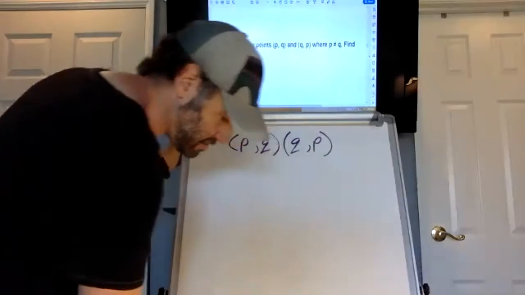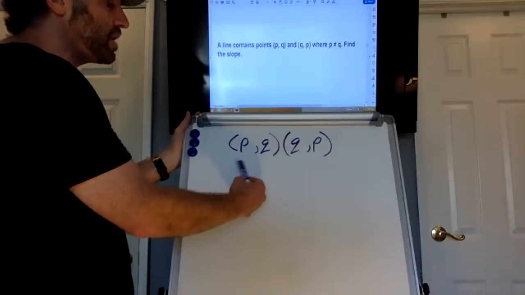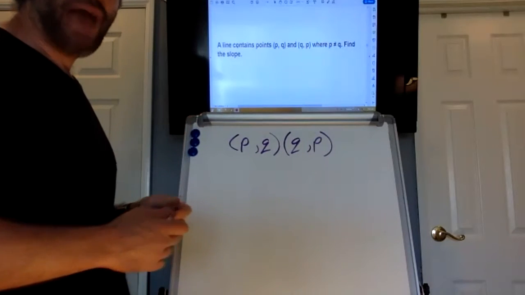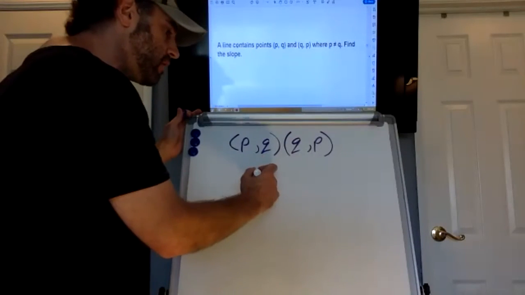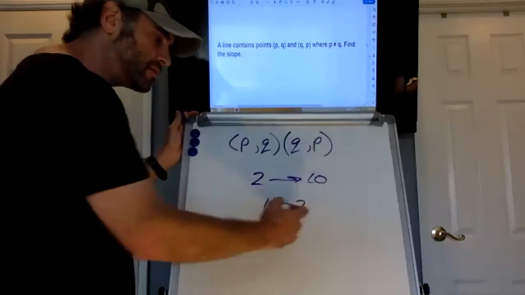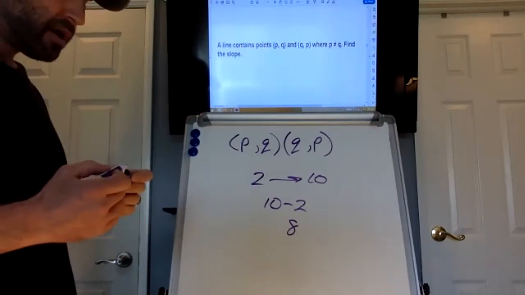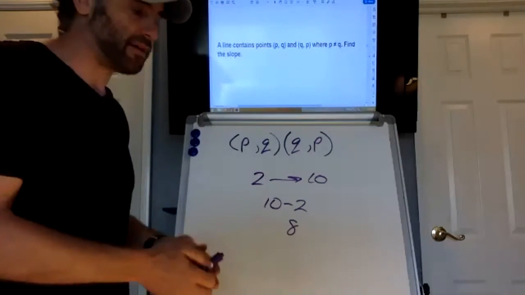All right, let's take a look at this problem now. How is this coordinate changing to that coordinate? Well, mathematically, we determine how a 2 goes to a 10. How does 2 go to a 10? You take the 10 and you subtract the 2. And we now know it changed by 8. So we captured change mathematically by subtracting.